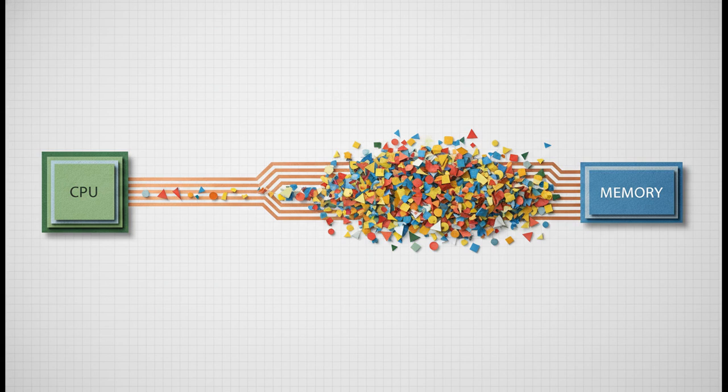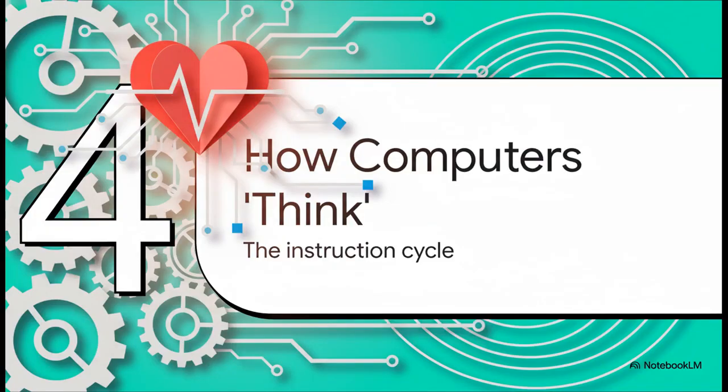The processor might be incredibly fast, but it ends up just sitting there, waiting for its next delivery to arrive. Okay, so we've got the parts, we've got the blueprint, but how does a static collection of circuits actually do anything? The answer is a constant, rhythmic cycle that acts like the computer's heartbeat.